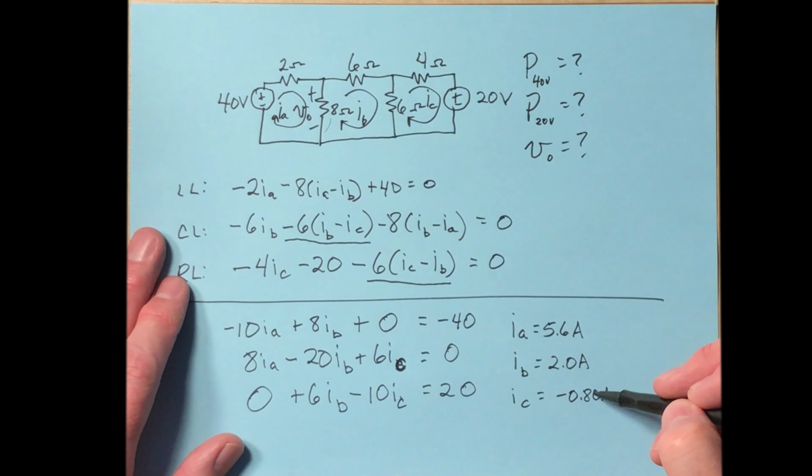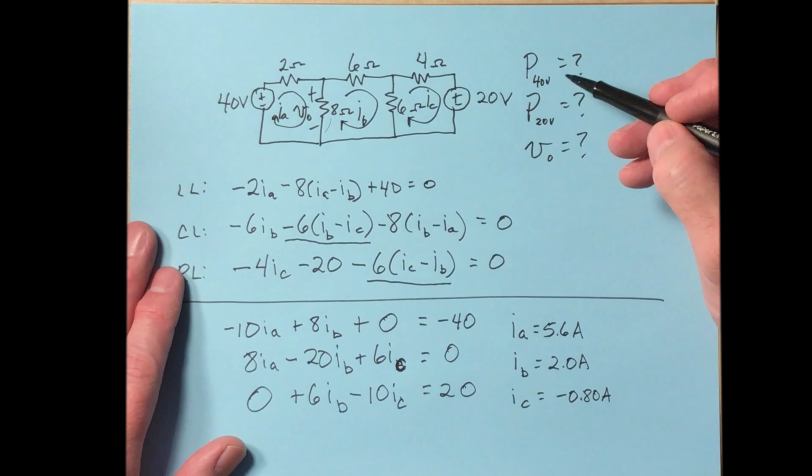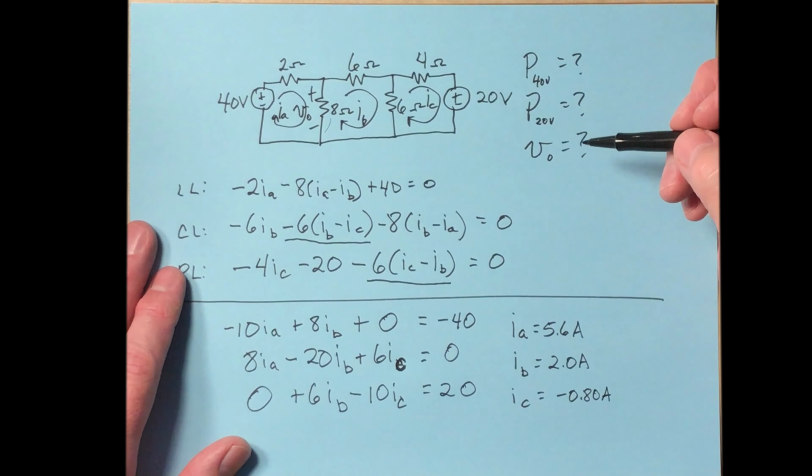Those are your I sub A, I sub B, and I sub C values. Now that we've got those, we're still not finished. We need to figure out what the power for the 40 volt, the 20 volt, and V naught is. Let's start with the power for the 40 volt.